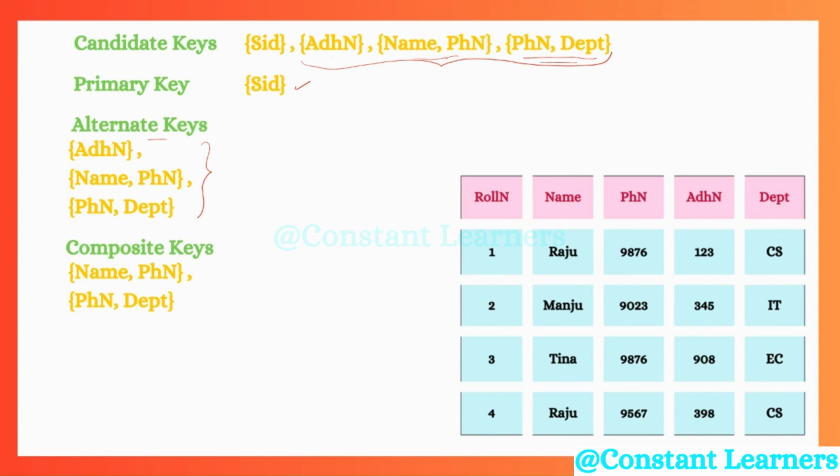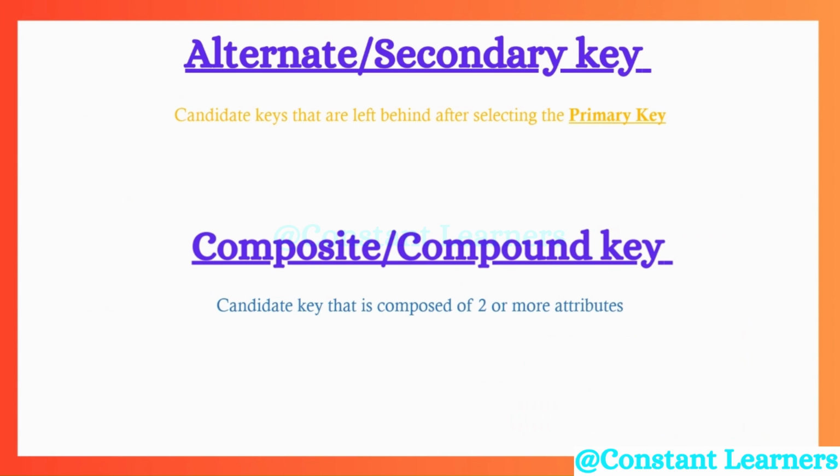Alright. What are composite keys? When a candidate key is made up of 2 or more attributes. Like here we have 2 attributes, name and phone number. Here we have 2 attributes, phone number and department. So these 2 candidate keys are made up of 2 attributes. So whenever a candidate key is made up of 2 or more attributes, then we call them composite keys. Alternate keys are also known as secondary keys, and composite keys are also known as compound keys.